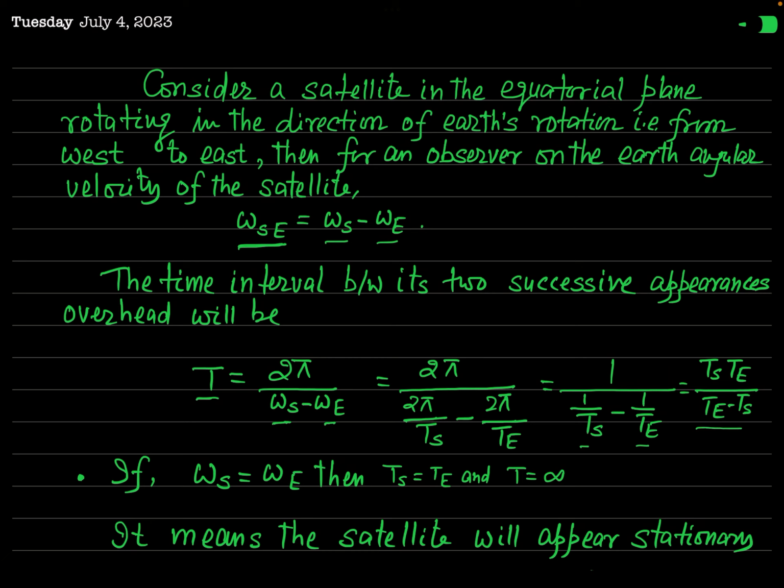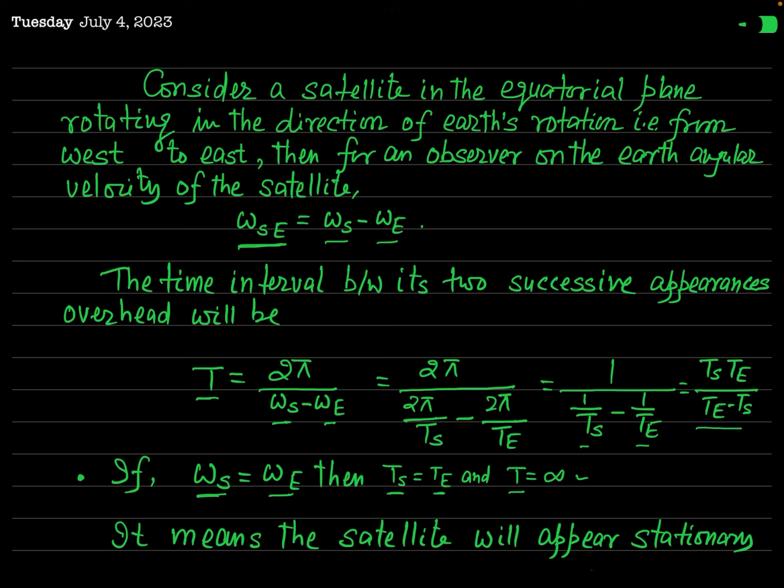Okay, now if you consider that this omega s, that is the angular velocity of the satellite, is equal to the angular velocity of the earth's rotation, that is omega s is equal to omega e, then it is obvious that this period of revolution Ts will be equal to Te. And so you can see from this relation that if omega s is equal to omega e or Ts is equal to Te, this time period T will be equal to infinity.